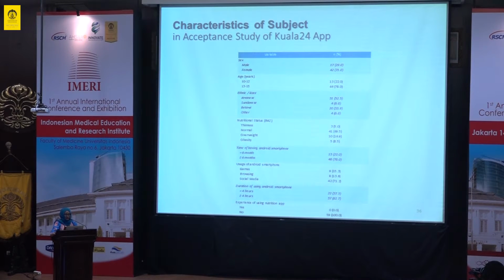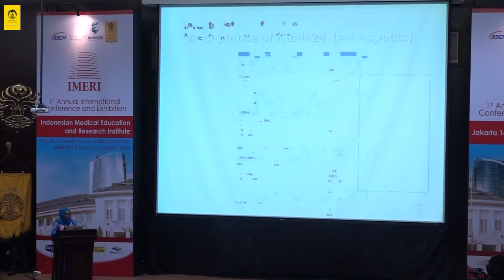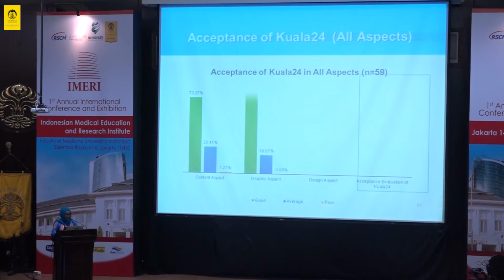And the usage of the Android smartphone, most of the time they use it for social media. And the duration of using an Android smartphone for more than 4 hours a day is 37%. And some of them, 50%, already experienced using a nutrition app, and 50% haven't experienced it at all. So this is the result.